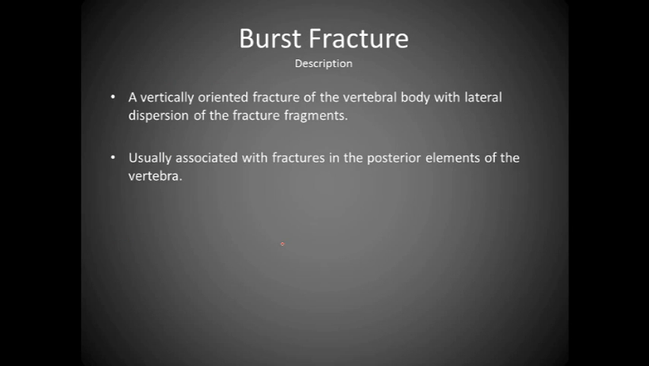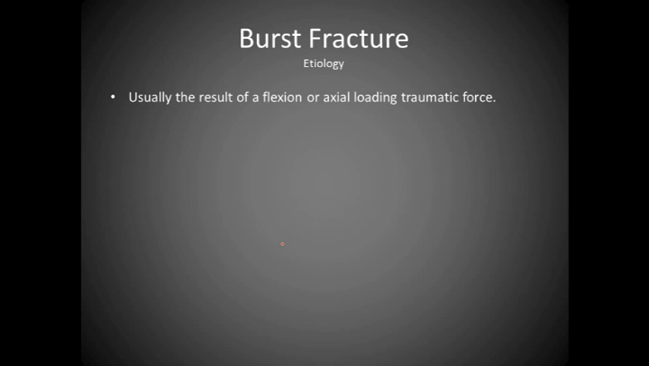That brings us to a burst fracture. A burst fracture is a vertically oriented fracture of the vertebral body with lateral dispersion of the fracture fragments. It's usually associated with fractures in the posterior elements of the vertebrae. It's usually a result of flexion or axial loading traumatic force.